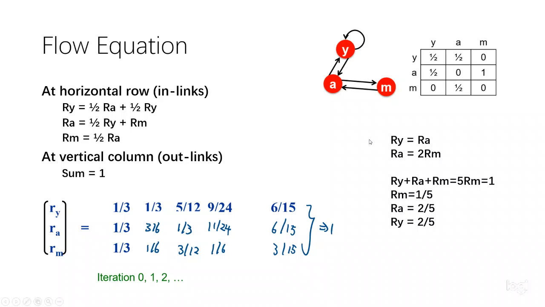There is another way to compute it: you can use the formulas. From the first formula, we can see 1/2 ry equals 1/2 ra. Therefore, ry equals ra. And from the third formula, we can see ra equals 2 rm. Therefore, ry plus ra plus rm equals 5 rm, and the total score initially is 1. Therefore, rm equals 1/5, ra equals 2/5, and ry equals 2/5. This is the same as the converged score.